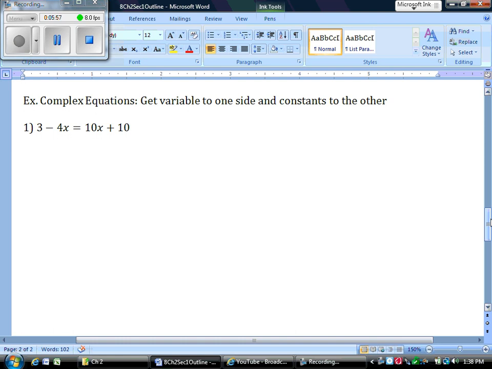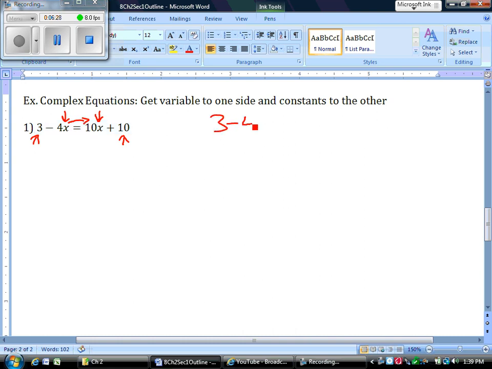First, I start by looking for parentheses to get rid of. I don't have any of those. But notice I do have variables on either side, and I have constants on either side. So what I have to do is decide which side I want to take variables to, which side I want to take constants to. Okay? So I want to take my variables to the right side. The reason I want to do that is to try to avoid negatives.